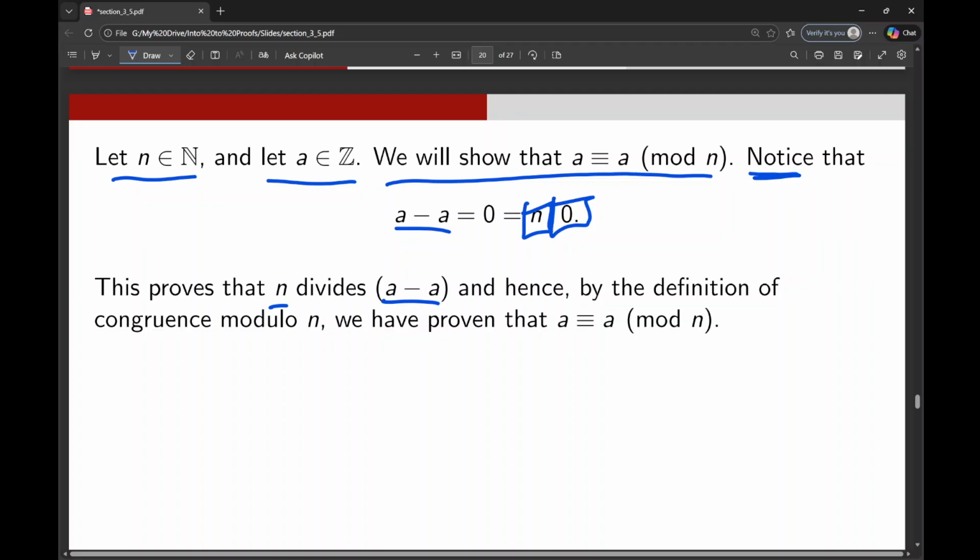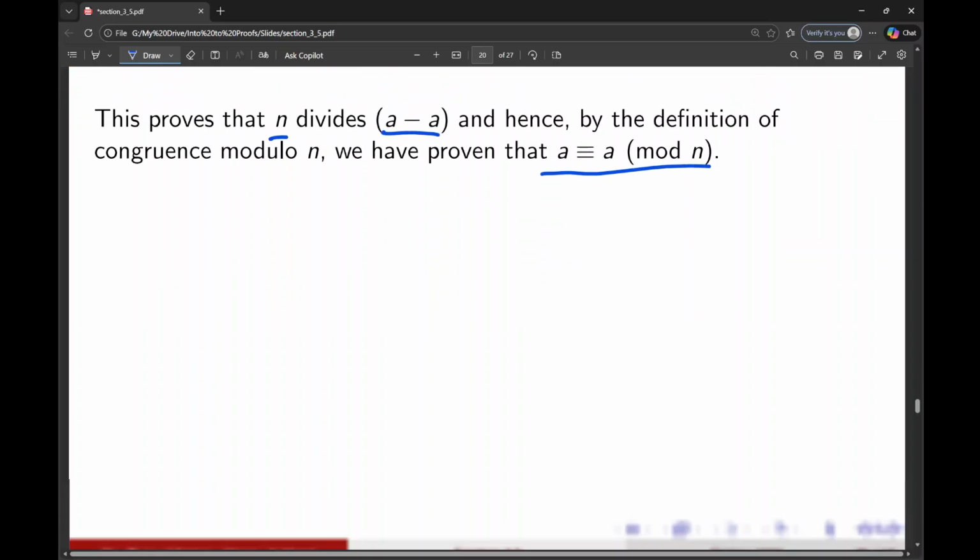Then by definition of congruence, a is equivalent to a, because a is equivalent to a if and only if a minus a is divisible by n. And we showed that. So the reflexive property always holds. In this case the trick was knowing to write 0 as n times 0. So it's a very short proof if you can remember things like that, oh, 0 is equal to n times 0.